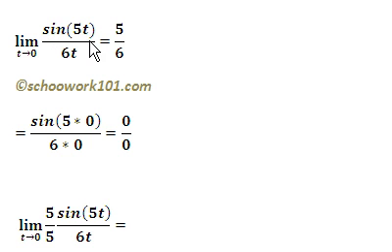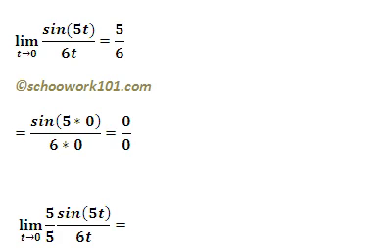We've got the limit of sine 5t over 6t as t goes to 0. I'm claiming it's equal to 5/6. Well, if we do the direct substitution, plugging 0 in, you can see here we end up getting 0 over 0. So we're going to have to do something with this.